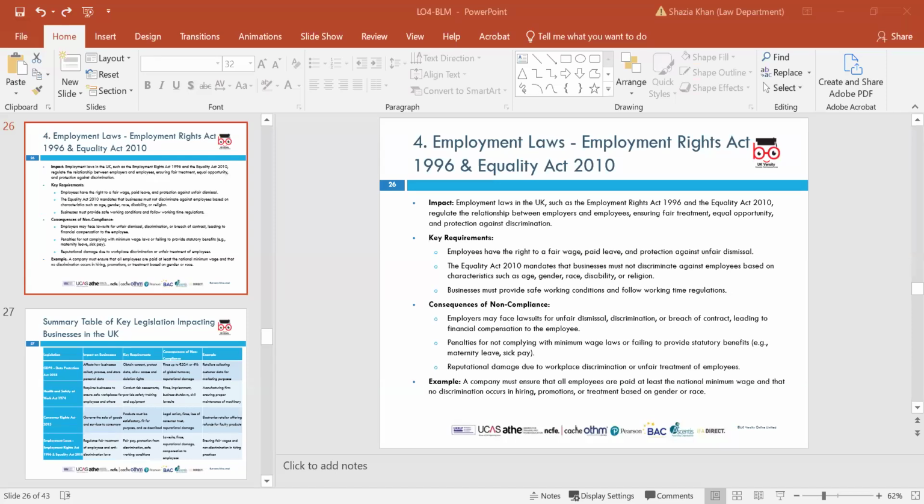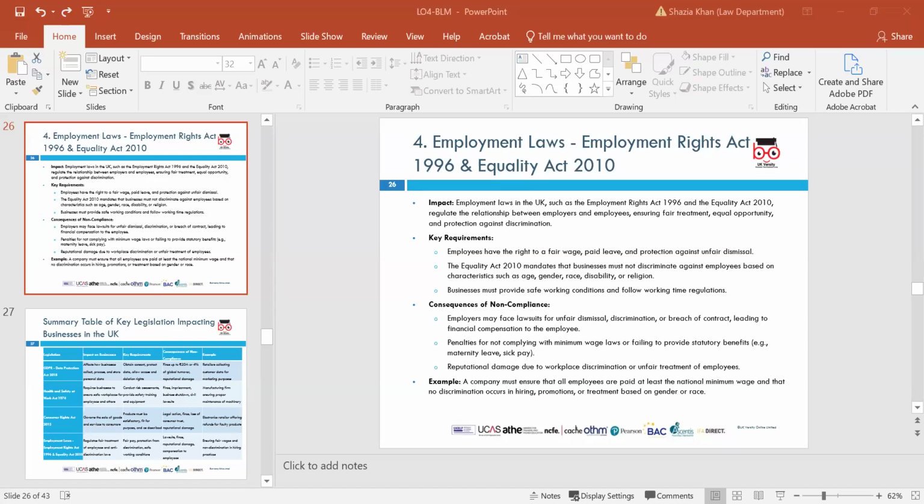And the Equality Act 2010 mandates that businesses must not discriminate based on the 9 protected characteristics. Businesses must provide safe working conditions. Business owners should be aware of the main elements of employment law and how they affect their businesses. If there's anything about it which is unclear, it's important to get professional advice. So business owners should be aware of recruitment, hours of work, pay, employees' rights, discrimination.